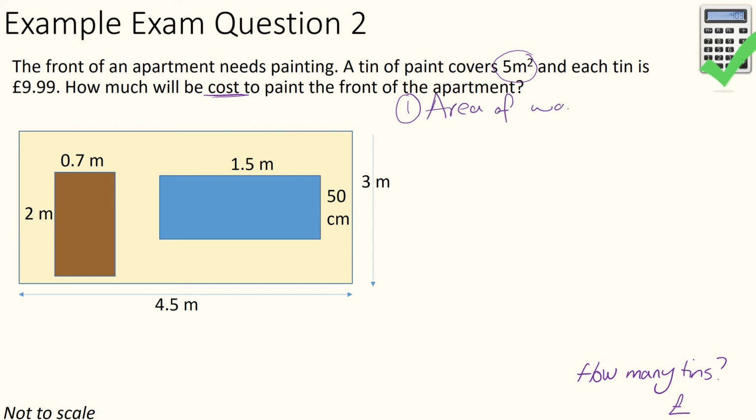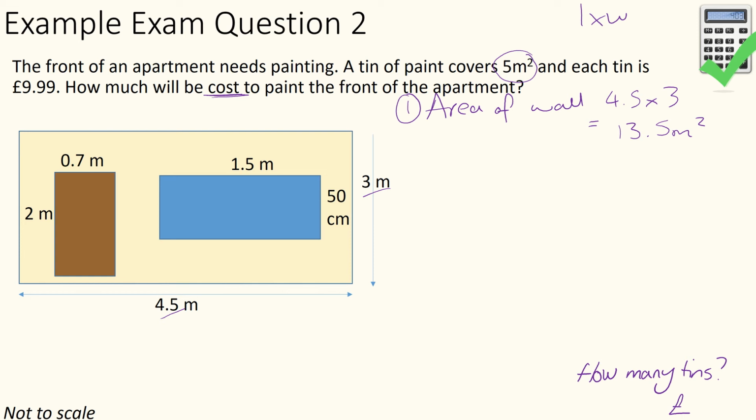Area of wall. Now, as you know, area is length times width, and that is given here: 4.5 times 3. So 4.5 times 3 will give you 13.5 meters squared. Now, looking at that, I could make a guess as well.